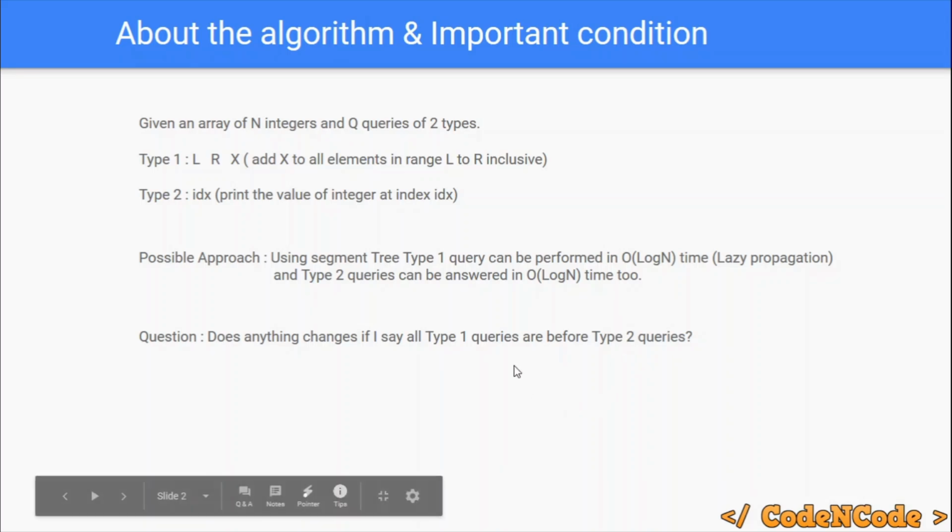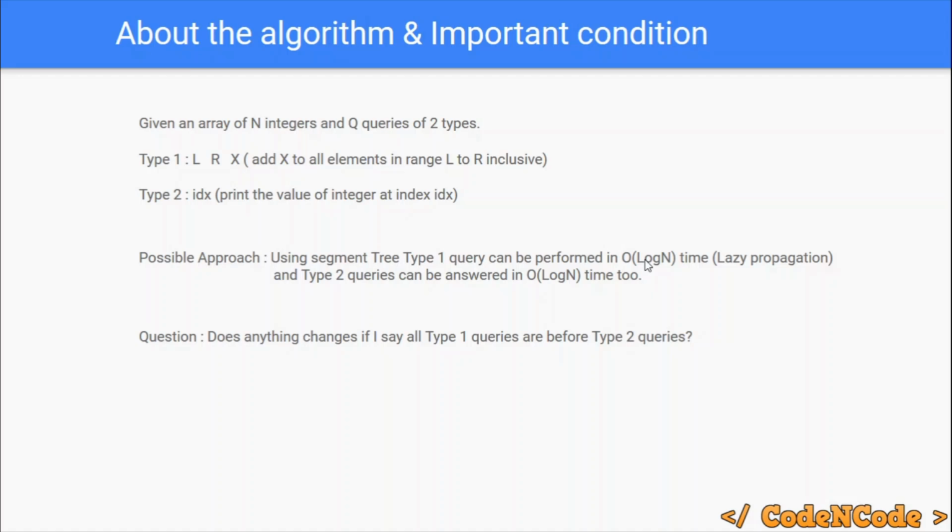Well, if the answer is no, then the best we can do is this: type 1 query takes log n time and type 2 query takes log n time. But if the answer of this question is yes, then we can perform the updates in constant time, that is big O 1 time.